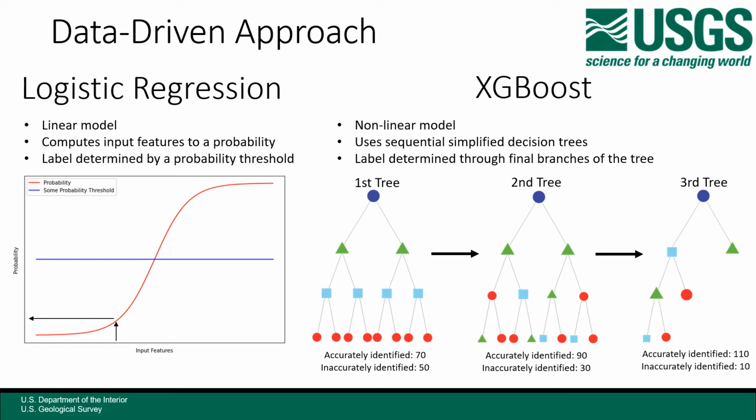We chose two algorithms for our data-driven approach, one linear, logistic regression, and one nonlinear, XGBoost. Although much could be said about XGBoost, understand that XGBoost is a series of simplified decision trees, each building upon the last. The label, the geothermal favorability, is determined through the final branches of the decision tree.